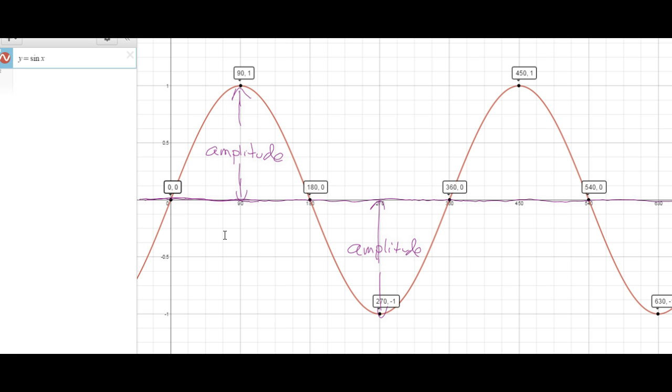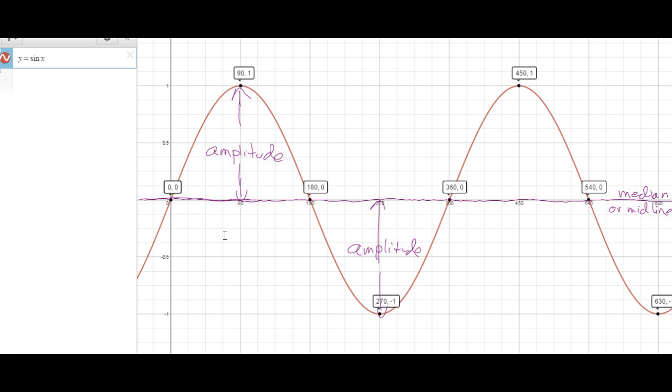Okay, so two things we've defined so far, right? The median or the midline. You're generally going to refer to it with one of those two, median or midline, and the amplitude.